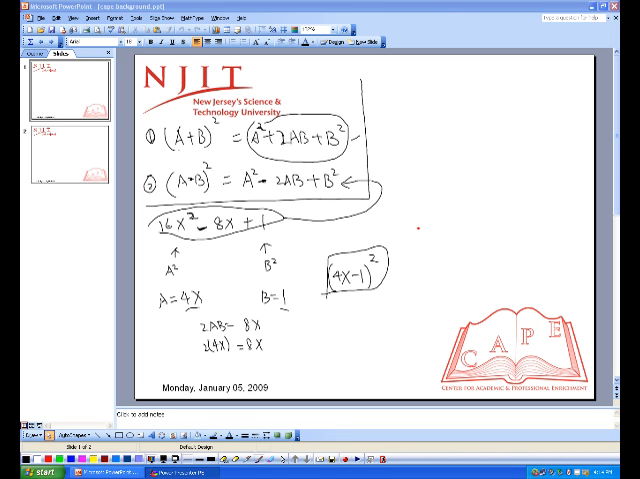So that's it. Just try to do more practice. Try to memorize these two formulas and do more practice, and you'll know what to do.